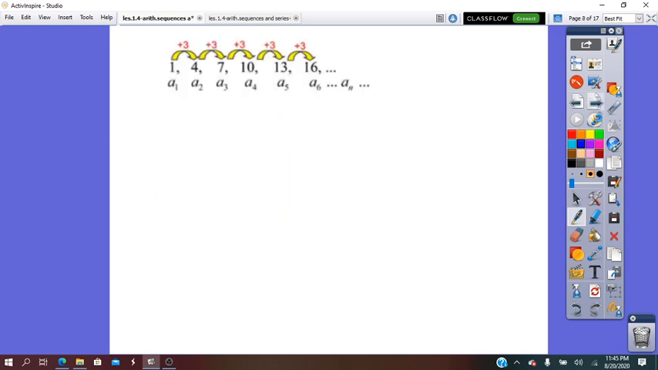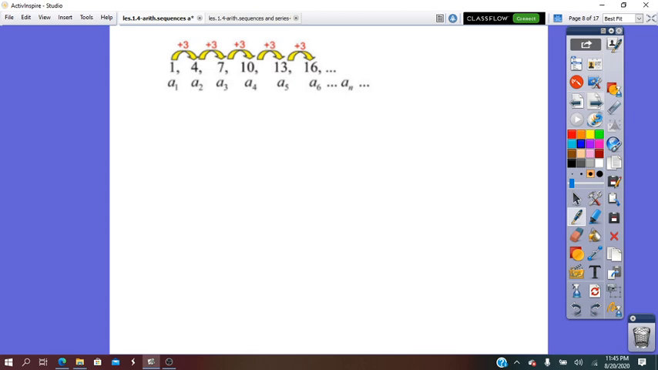Here a sequence is given. A sequence represents, as we said, a group of numbers. So we can see the group of numbers 1, 4, 7, 10, 13, 16, and so on. The question is, does this sequence represent an arithmetic sequence?